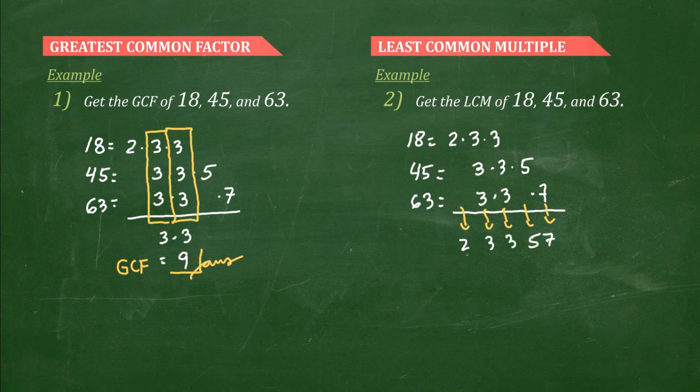Multiplying these factors, we have 2 times 3 is 6. 6 times 3 is 18. 18 times 5 is 90. And finally, 90 times 7 is 630. So the LCM is 630.